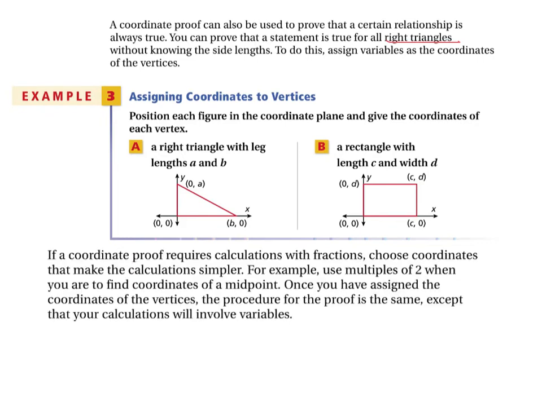All right, this is where it gets a little tricky. If a coordinate proof requires calculations with fractions, choose coordinates that make the calculations simpler. For example, use multiples of 2 when you are to find the coordinates of a midpoint, because to find the midpoint, you take half. Once you have assigned the coordinates of the vertices, the procedure for the proof is the same, except your calculations, instead of numbers, will involve variables.